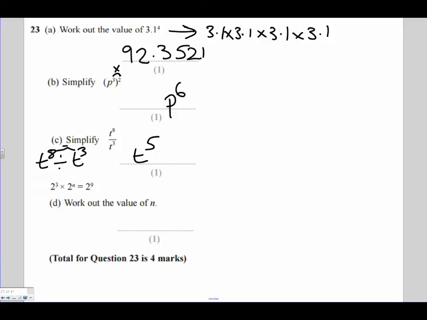Part D. 2 cubed times 2 to the power n equals 2 to the power 9. Well, if we've got 2 to the power 3 times 2 to the power n and it equals 2 to the power 9, these two numbers, when you're multiplying these powers in the same base, can be added. So something added to 3 gives you 9. So it's 6. The value of n is 6.